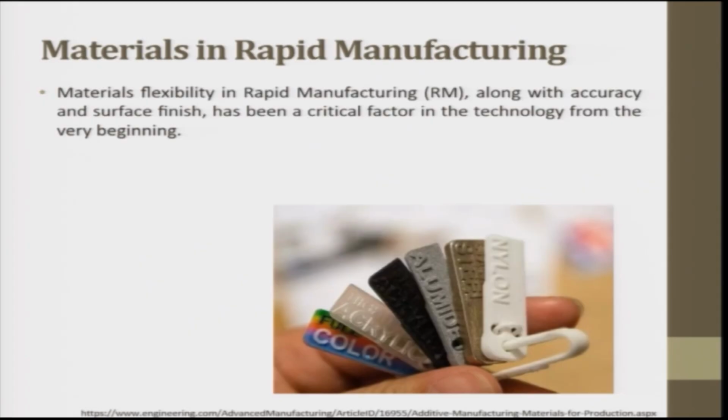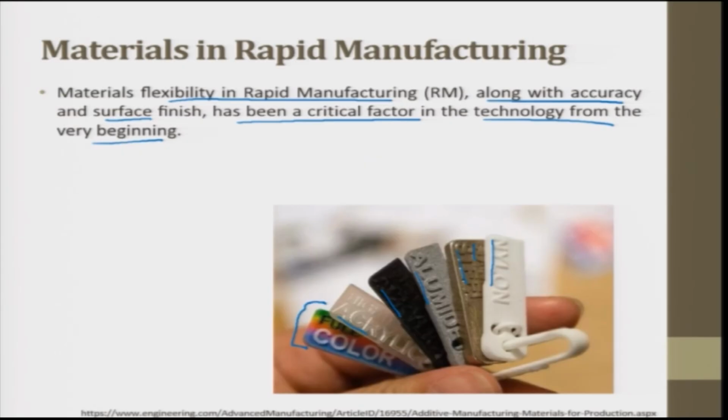Now, materials in rapid manufacturing. Materials flexibility in rapid manufacturing, along with accuracy and surface finish, has been a critical factor in the technology from the very beginning. You can see the appearance of different materials here. This is nylon, this is stainless steel, this is aluminum, this is acrylic, this is high density acrylic, and this is different colors embedded in a single material.